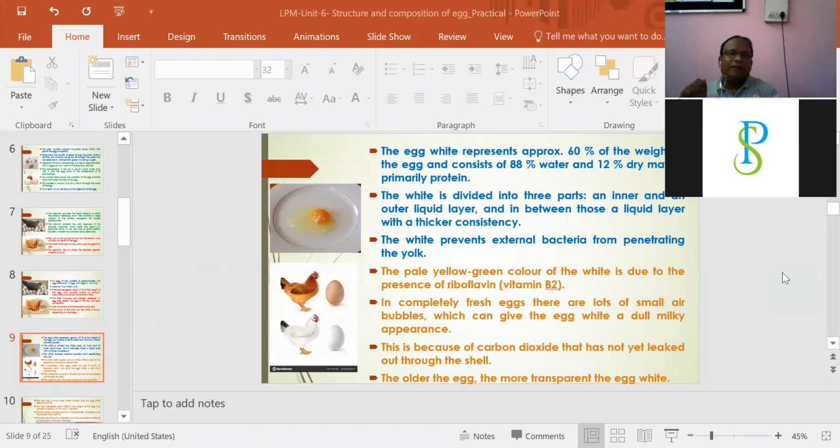The older the egg, the more transparent the egg white. As the egg becomes old due to storage, the egg white, that is albumin, becomes more transparent, meaning less thick.